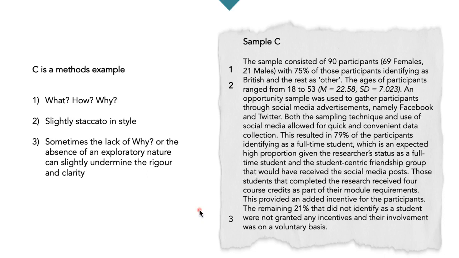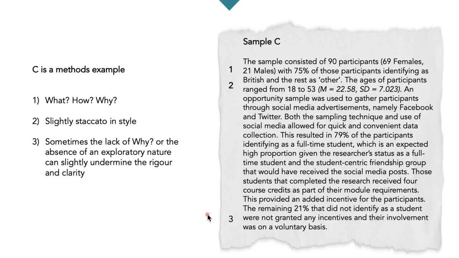Sometimes there is the slight fear that you can lose the rigor and the clarity of why you adopted and made certain decisions. And so when I read this at the end here, the fact that that 21% did not identify as a student, were not granted any incentives, and their enrollment was on a voluntary basis, I'm left wondering as a reader whether that matters. Was there anything that could have been put in place to circumvent that problem or to address that, or does it not really matter as a problem? There's a slight lack of clarity there, and that's because there's an absence of an exploratory nature.